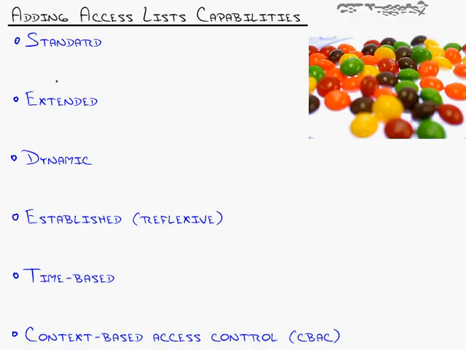Now, I'm going to spend plenty of time on those on the next slide, so let's just jump down to what we're not going to talk about. There are plenty of different types of access lists. I just want to give you an overview.